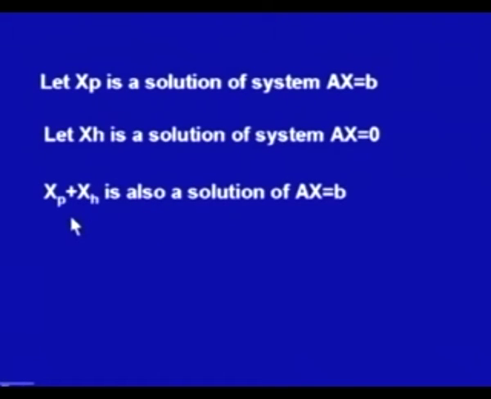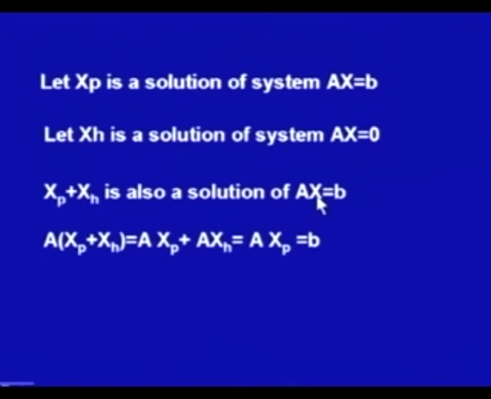Then one can prove easily that xp plus xh is also a solution of the non-homogeneous system Ax is equal to b. One can very easily check it. If we substitute xp plus xh in this equation, then this equation must be satisfied. So, for this purpose I write A, and in place of x I write xp plus xh. Perform this multiplication, it is Axp plus Axh, but Axh is equal to 0. So, what remains is Axp is equal to b, but we know that xp is a solution of Ax is equal to b. So, this equation is satisfied, and that means xp plus xh is also a solution of Ax is equal to b.